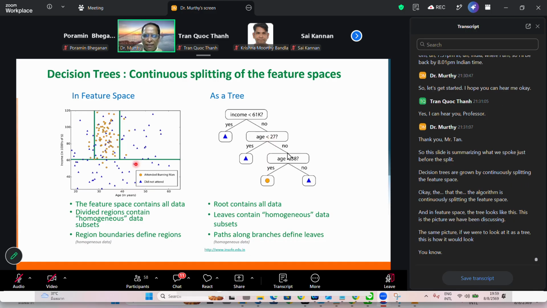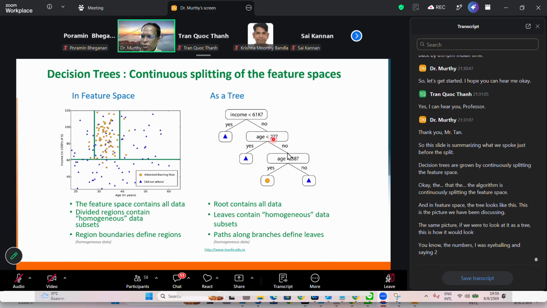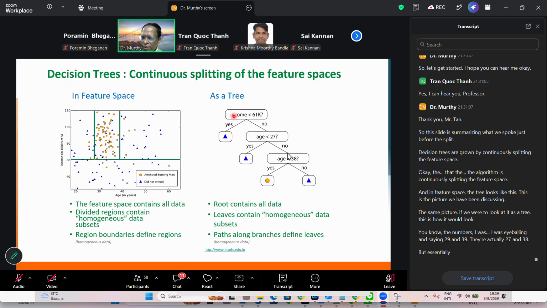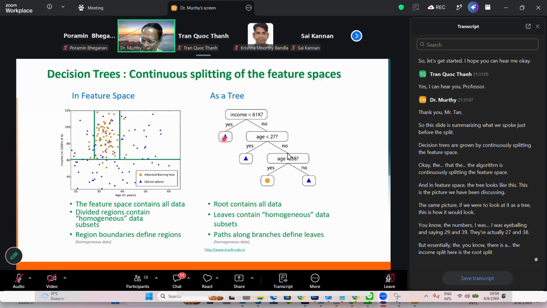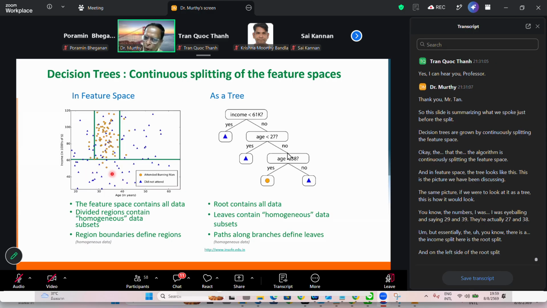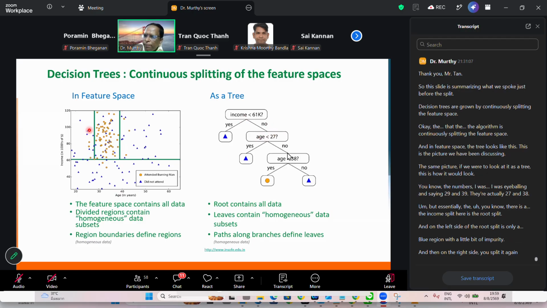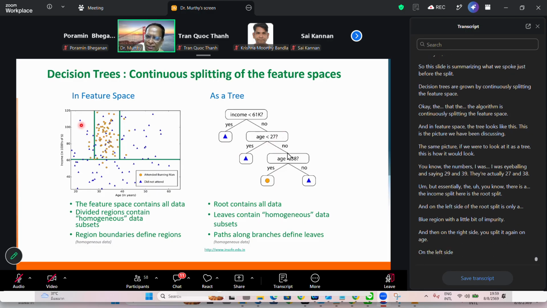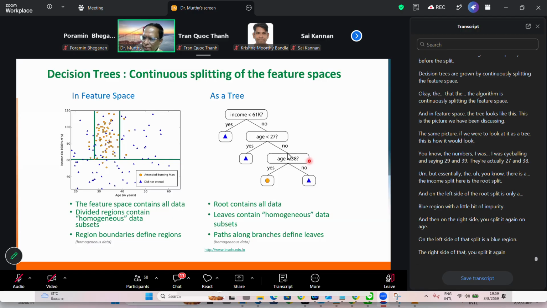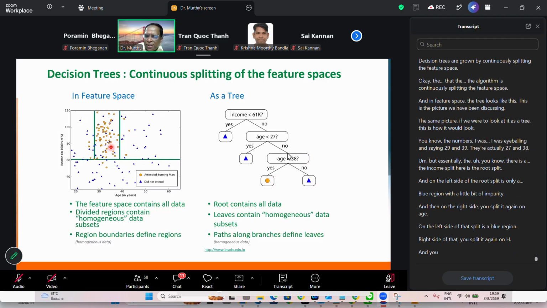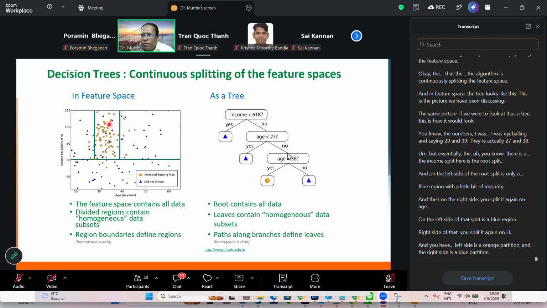The numbers, I was eyeballing and saying 29 and 39. They're actually 27 and 38. But essentially, the income split is the root split. On the left side of the root split is only a blue region with a little bit of impurity. On the right side, you split again on age. On the left side of that split is a blue region. The right side, you split again on age. The left side is a gray, orange partition, and the right side is a blue partition, each one with a certain amount of error.